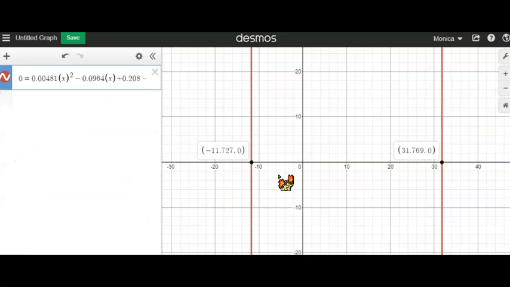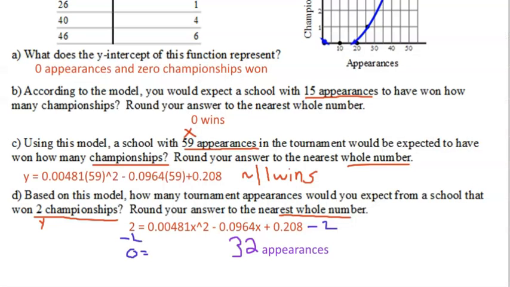So if we zoom out on the graph, after we've plugged this in, we have about negative 11 and about 32. It would be unreasonable to say that there would be negative appearances, so this is an extraneous solution right here. But 32 would work, so you could write down 32 appearances. That's how many tournament appearances you would expect from a school that won 2 championships.